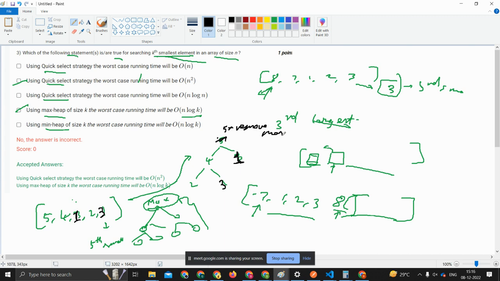Okay, 5 times remove max. So when you remove the max, again the restructuring happens, right? So that is log k time. The left arm will get restructured, right? In the scenario, only the left arm will change wherever the element is present.